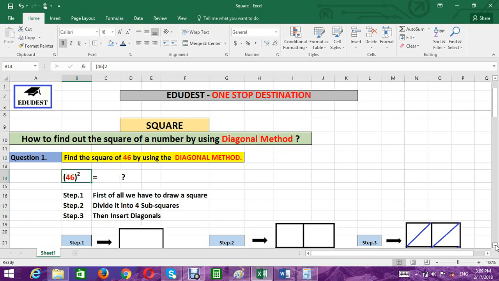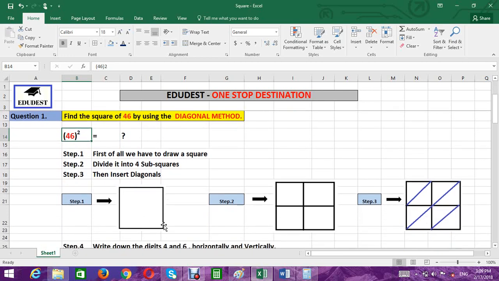So first of all, we need to draw a square. According to step 2, we need to divide it into 4 sub-squares. According to step 3, we need to insert the diagonals like this. Again, I am repeating: according to the first step we have to draw a square, then divide it into 4 sub-squares, and in the third step we need to insert the diagonals.